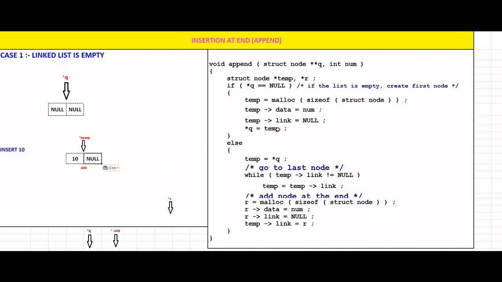Then q is equal to temp. Why do we adjust q to temp? Because after inserting the first node, pointer q always points to the first node. That's why we initialize q to temp. Now q and temp both have the address 600. So this is how the insertion takes place in an empty linked list with this code.